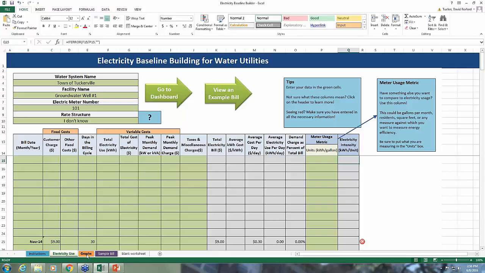And Laura, I think we have time for maybe one more question before we move on to the wrap-up. All right. The last question we'll take today is, how many months of electric bills for my water system should I input into the new Excel tool? And why do I need to input more than 1 or 2 monthly bills?